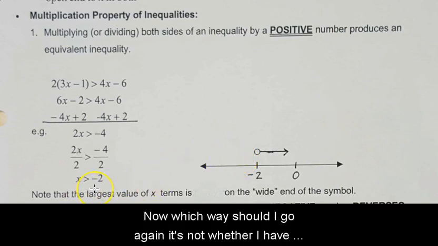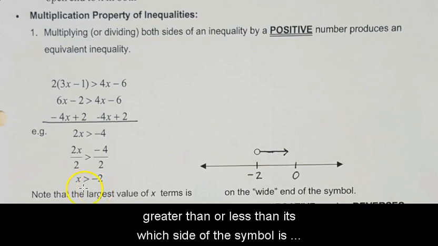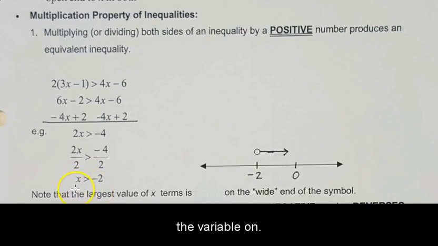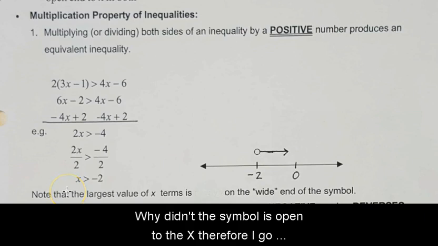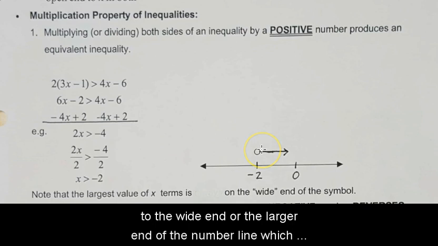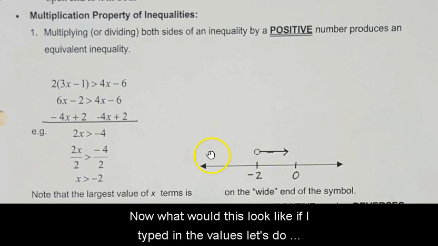Again, it's not whether I have greater than or less than, it's which side of the symbol the variable is on. The wide end of the symbol is open to the x, therefore I go to the wide end, or the larger end of the number line, which is to the right. Now what would this look like if I typed in the values?